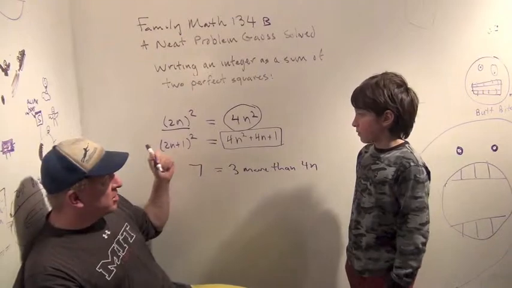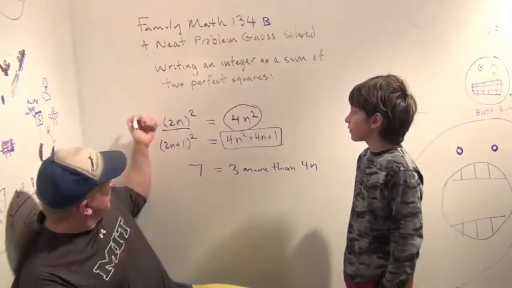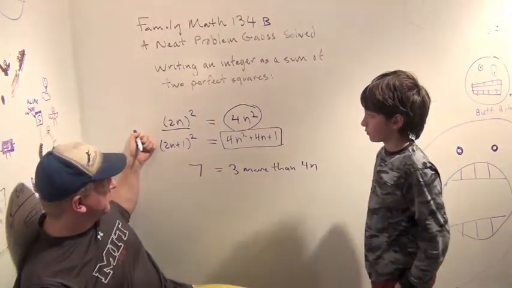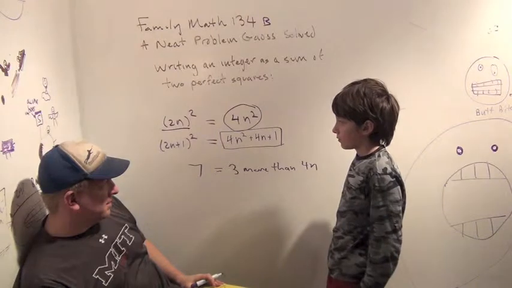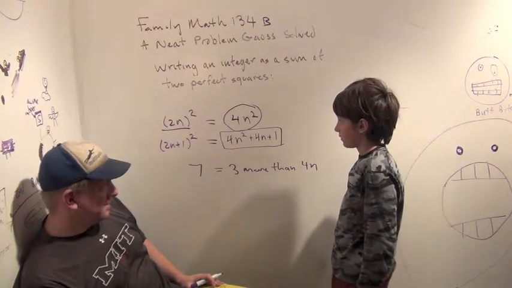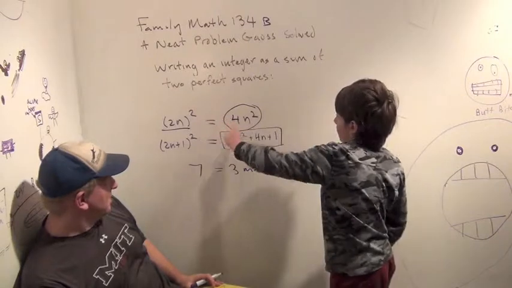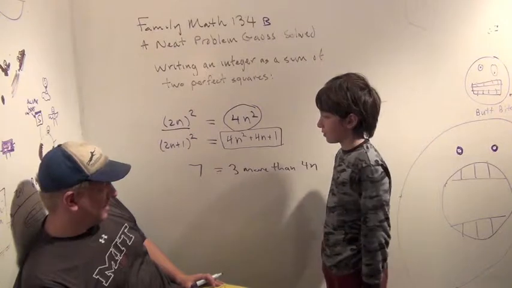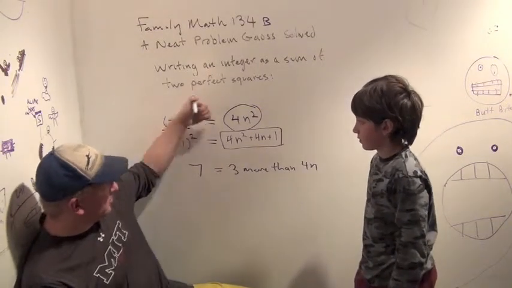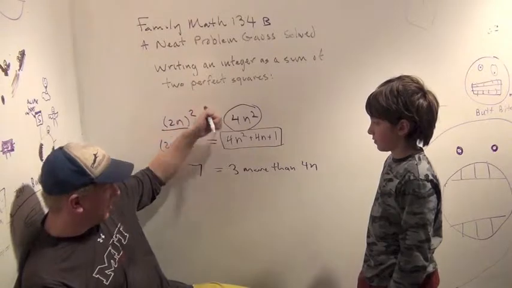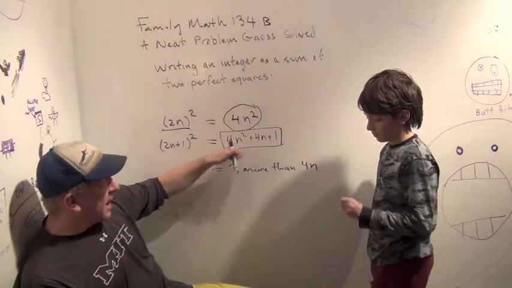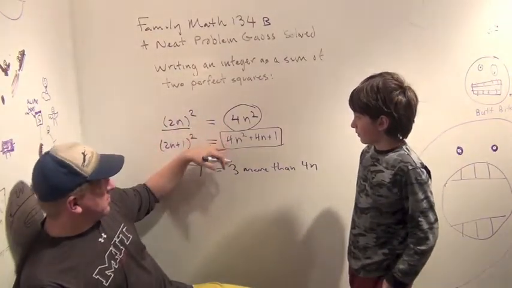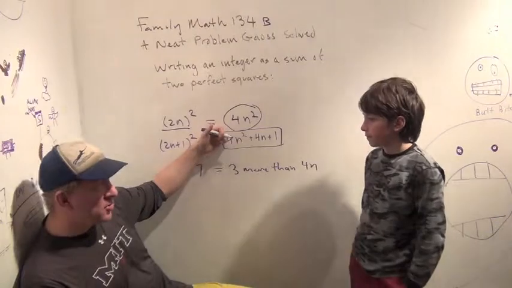Now I'm going to add 2 squares together. Possibility here, possibility here. Can I get 3 more than a multiple of 4 by adding 2 perfect squares together? No. Why not? Because you can't have a 2 at the end. I don't have any way to get 2 more than a multiple of 4. All I can get is a multiple of 4 and 1 more than a multiple of 4. So when I add them together, I can get a multiple of 4, or 1 more than a multiple of 4, by adding this and this.